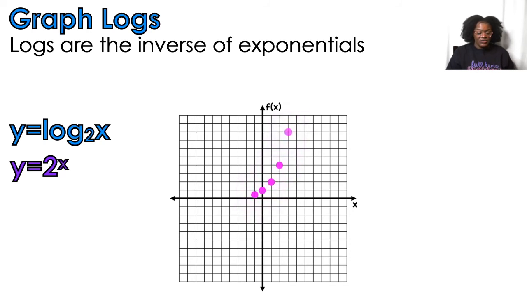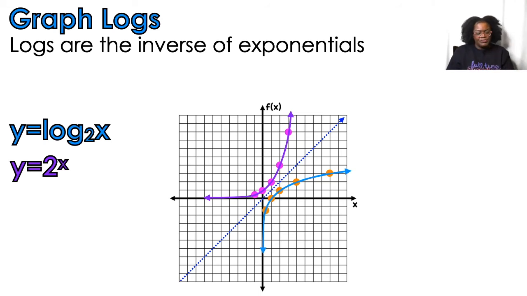This is what the graph of y equals 2 to the power of x looks like. Beautiful. Now what I know is that the inverse has to be the reflection over the line y equals x. So I can take my original problem and reflect it across that line, and boom, I have the graph of an inverse. It's really that simple. If you want to graph a logarithmic function, find its matching exponential function, graph it, and reflect the points across y equals x, or switch the y values with the x values, same thing.